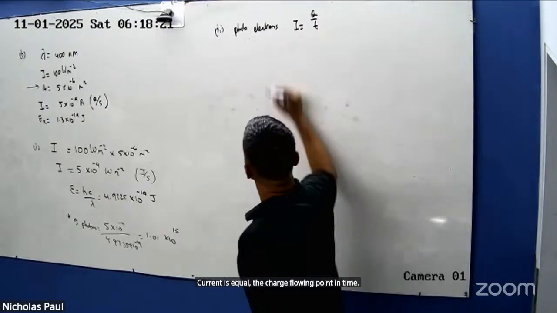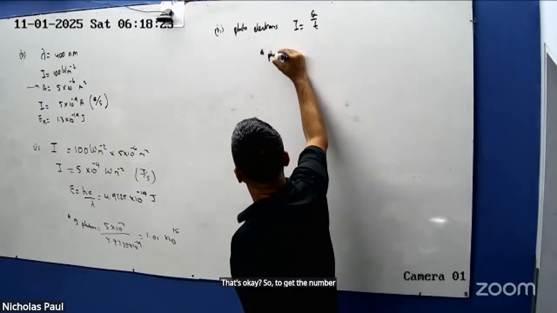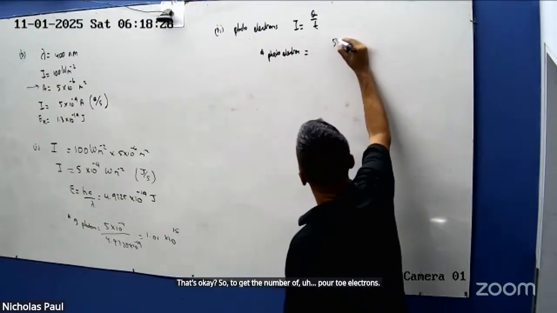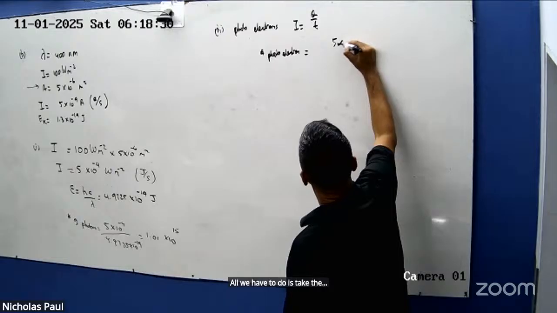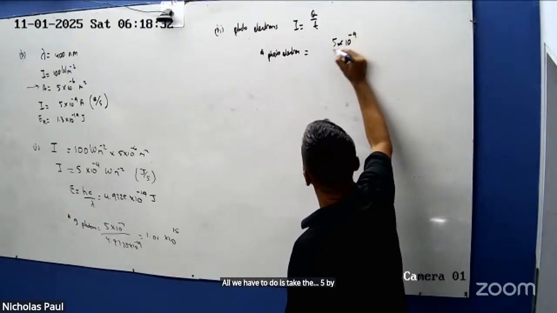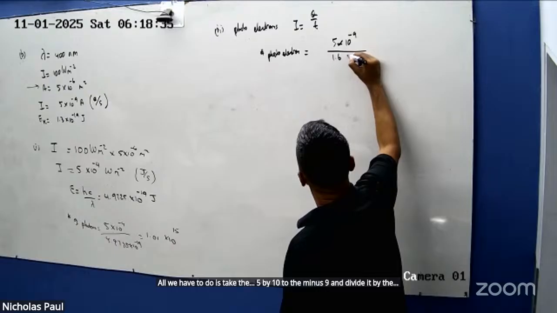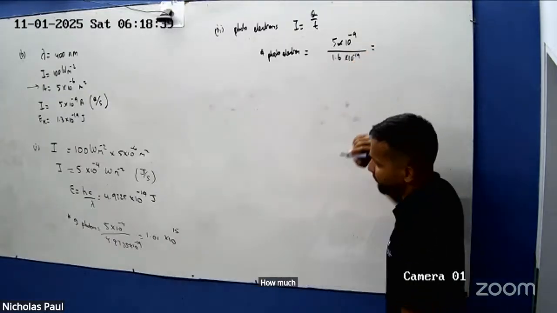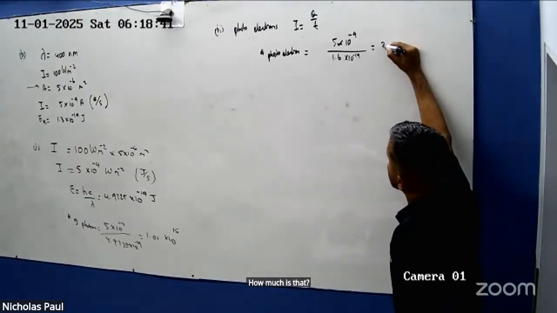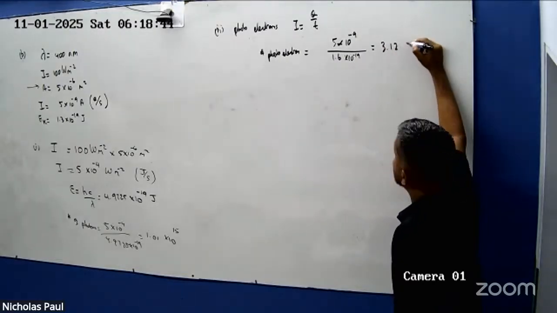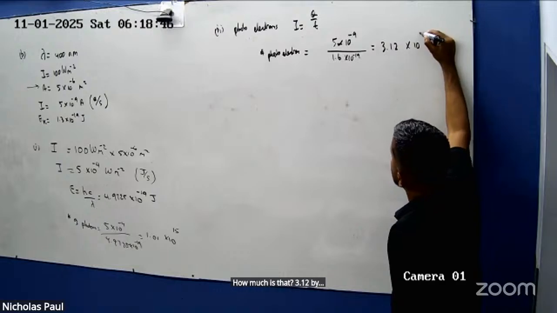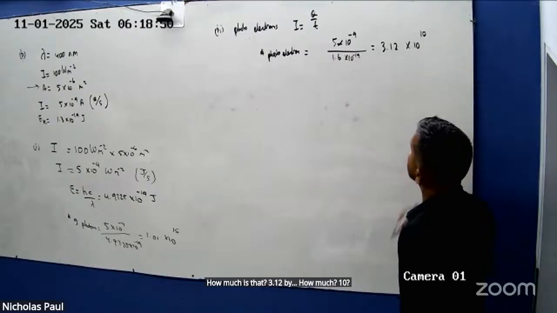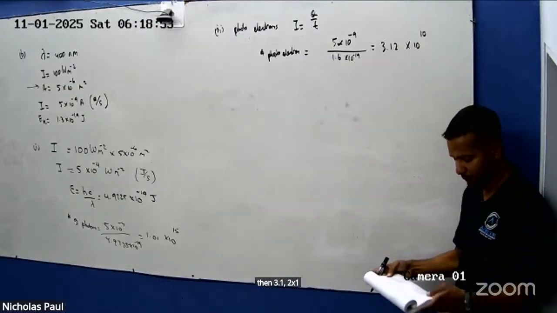That's okay? So to get the number of photoelectrons, all we have to do is take the 5 by 10 to the minus 9 and divide it by the charge of 1 electron. How much is that? 3.12 by 10 to the power of 10.